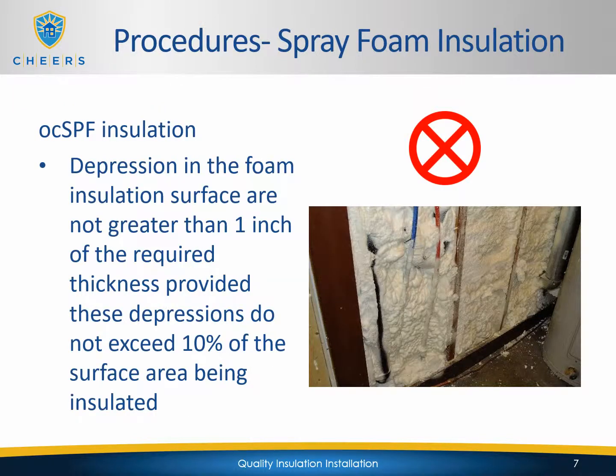For open cell spray foam insulation, the depressions on the foam insulation surface are not greater than 1 inch of the required thickness, provided these depressions do not exceed 10% of the surface area being insulated. So in the picture right here, you can see that would be a very bad installation. There's all kinds of depressions, all kinds of gaps, and it's definitely way over 10% of the surface. As a matter of fact, if you were just to look at that picture, about 100% of that surface is installed improperly.